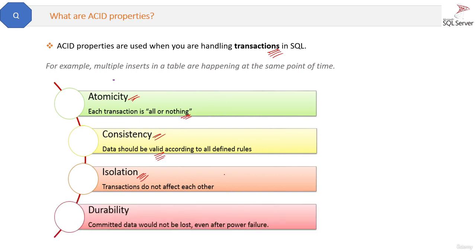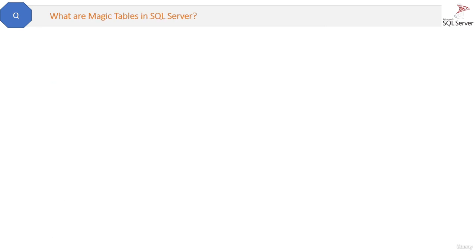The last ACID property is D. D stands for durability. What is durability? Meaning inserted or committed data must not be lost even if there is a power failure. Whatever is committed, right? So these are the important things which you have to follow when you are doing transactions in your table. So in short, when you are designing your database, you have to keep these properties in your mind.